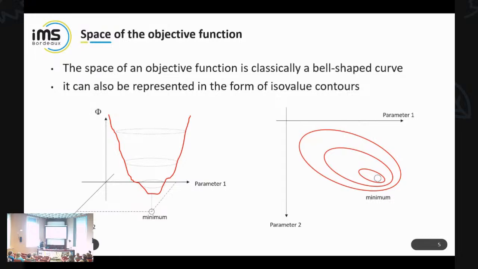minimum is here. It's just two parameters. Sometimes it's three parameters; it's easier to represent that. And if you've got more than that, you don't represent it at all.